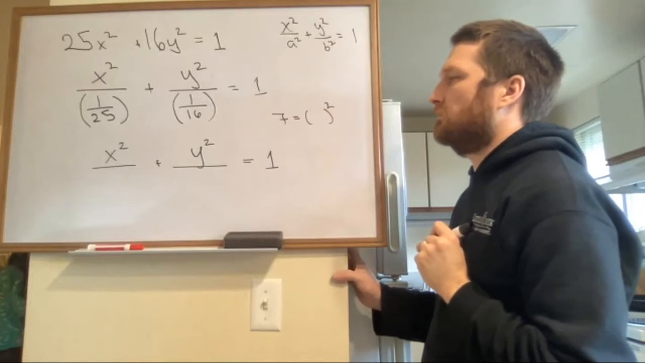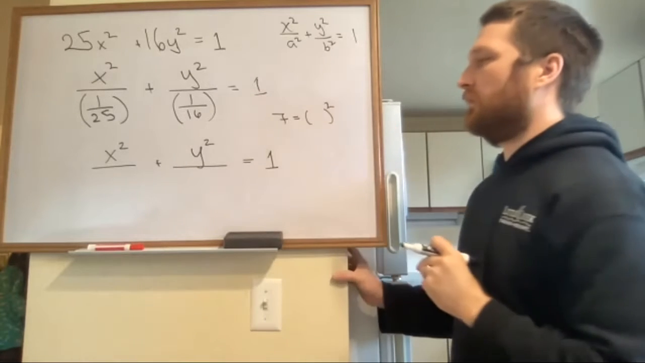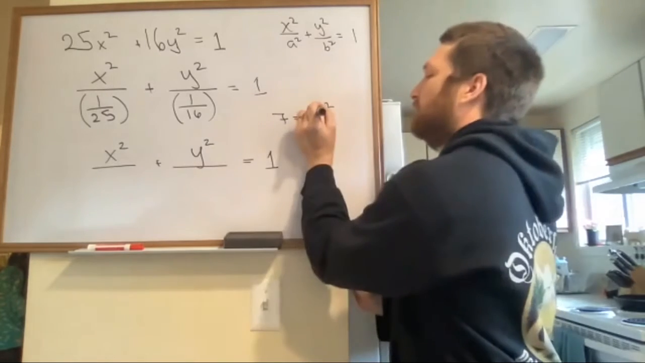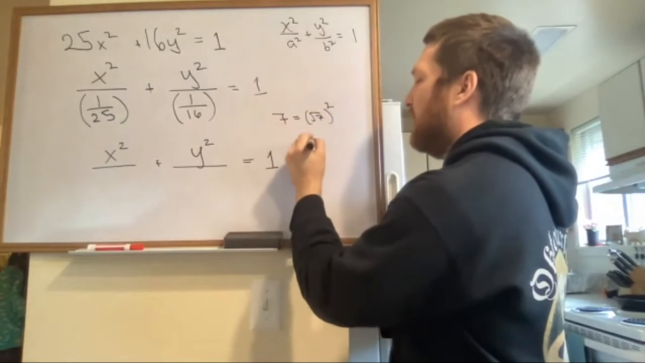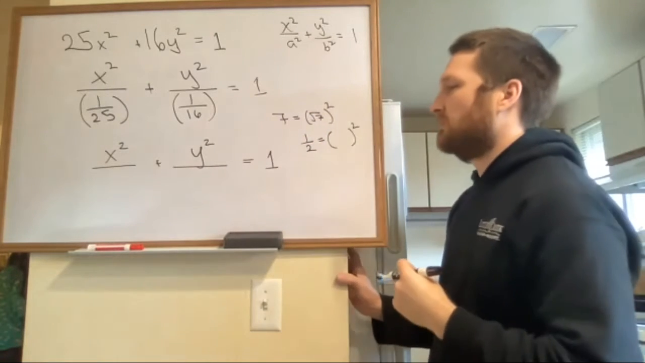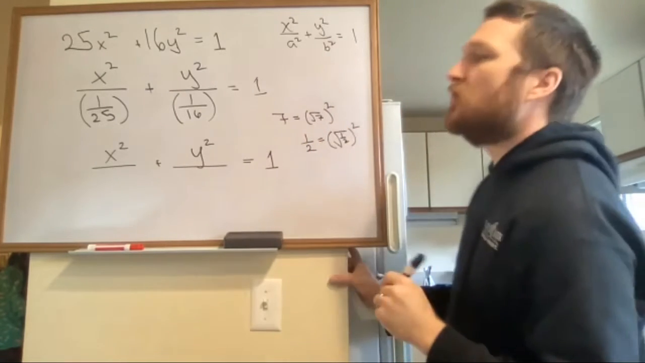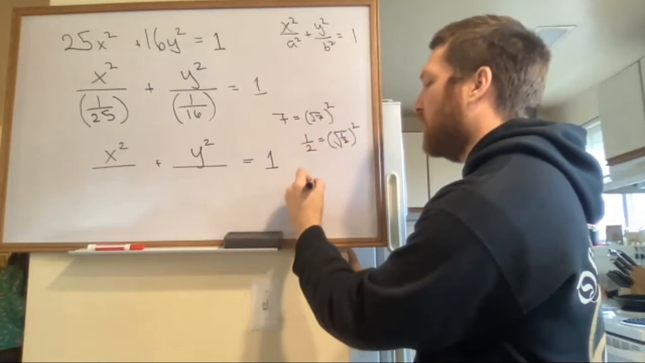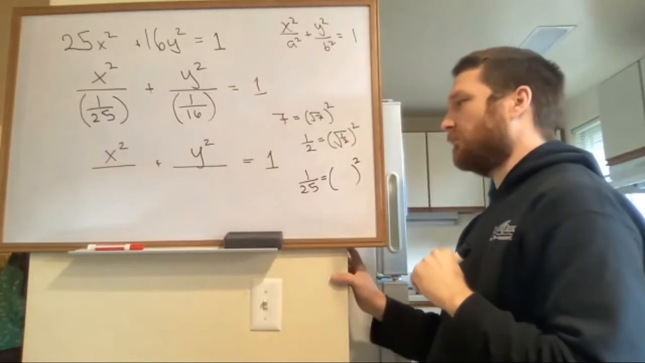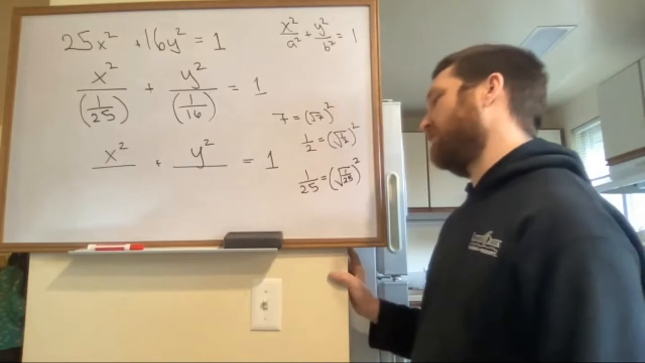Yeah, let's say I had 7 and I wanted to write it as something squared. Think about a radius. What would you do? The square root of 7? Square root of 7. Okay, square root of 7. So if I had 1/2 and I wanted to write it as something squared, what would I do? Square root of 1/2. Square root of 1/2 is that, squared. So if I had 1/25 and I wanted to write it as something squared, what do I do? Square root of 1/25?